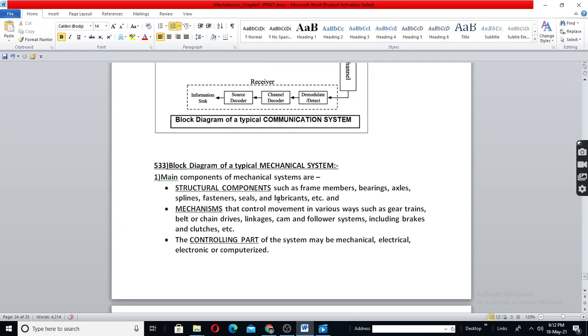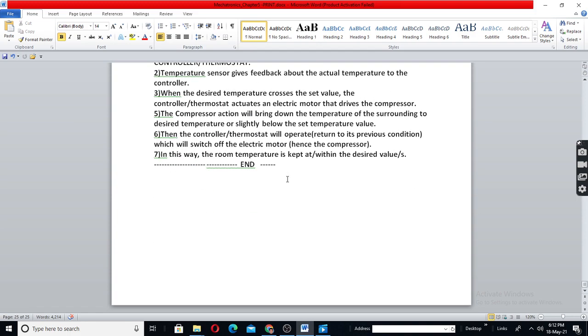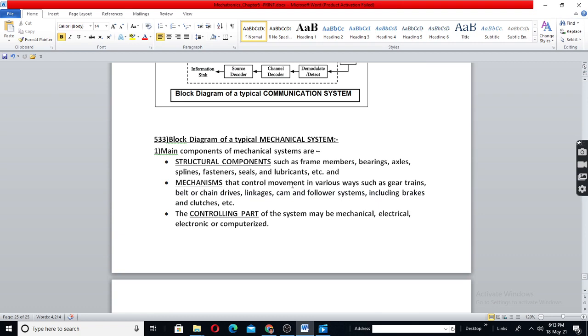So these things are there in detail. How an air conditioning system works is not in your syllabus, but interesting. If you are interested, kindly tell me. I will put up another video, or you can refer to YouTube videos. I don't think it is necessary for you. This completes chapter 5.